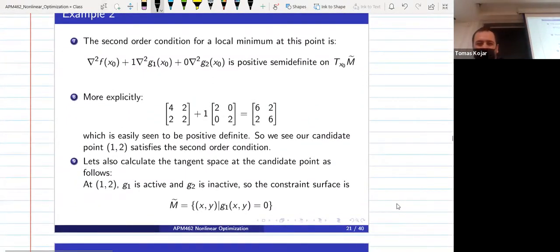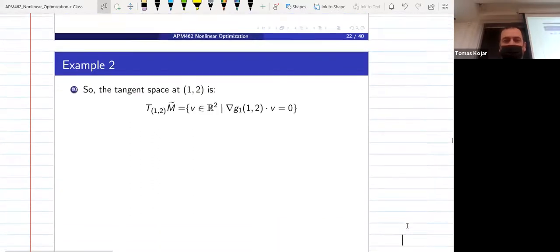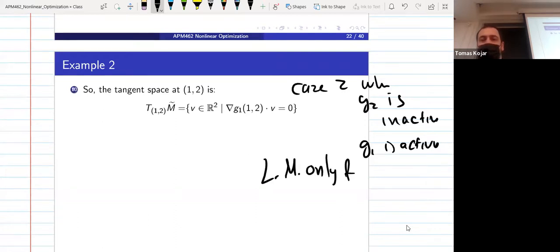So again, we ignored the G2. G2 is ignored because it's inactive. So you just have to study this space, namely all the vectors that are normal to the active constraint. We are in case 2, where G2 is inactive and G1 is active. So we are doing Lagrange multipliers only for G1.